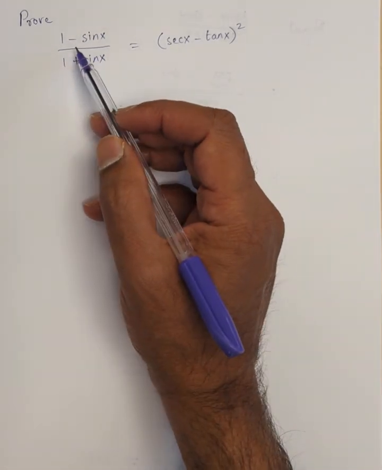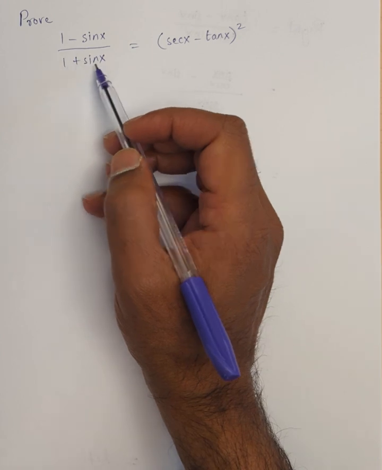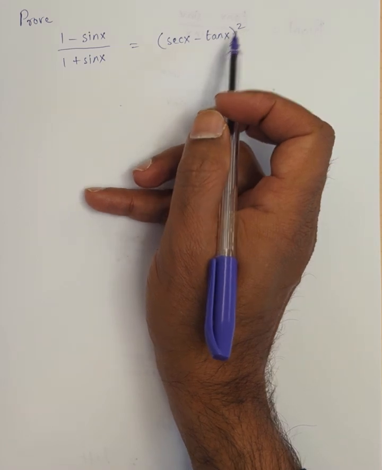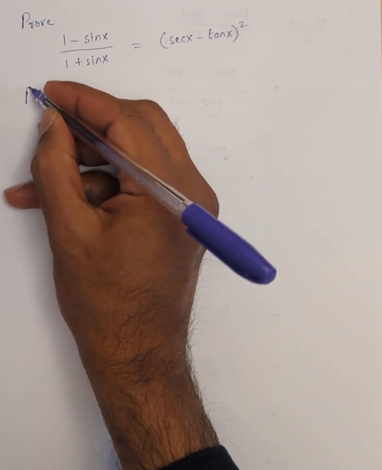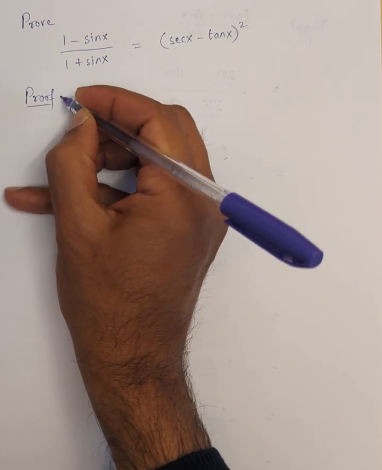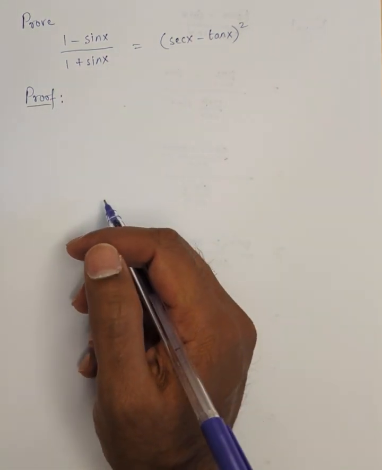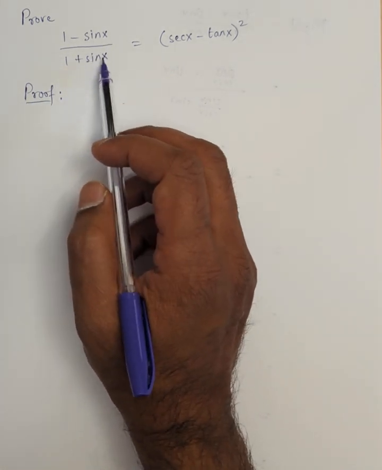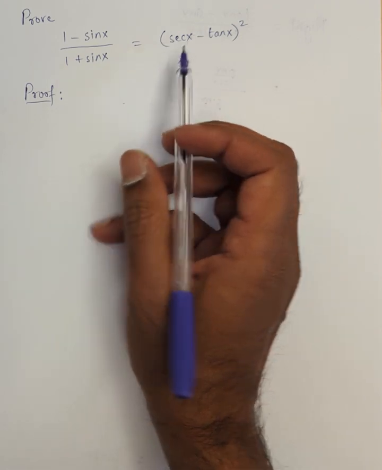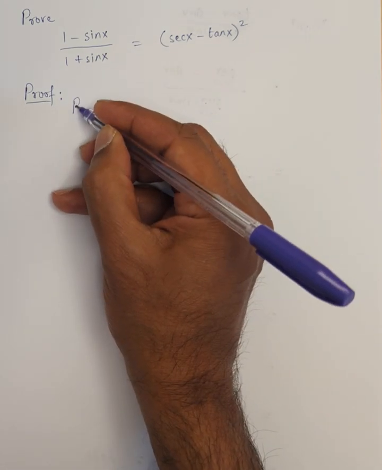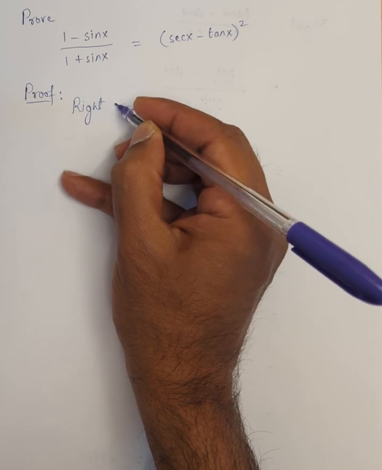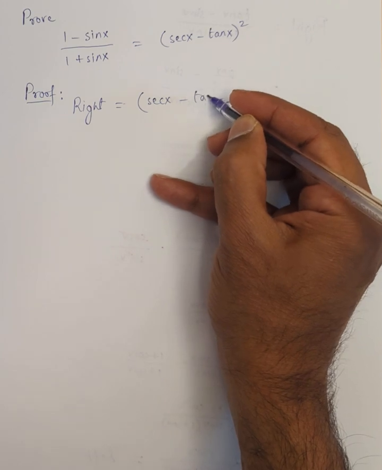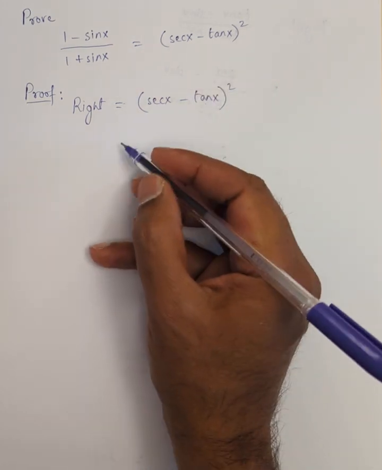We have to prove (1 - sin x)/(1 + sin x) is equal to (sec x - tan x)². Now, usually in trig identities, we want to convert everything to sines and cosines. The left side already has sines in it. So let's start on the right side, because we can convert secant x and tan x into sines and cosines.